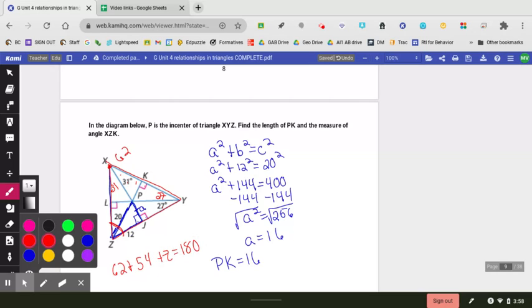Triangles add up to be 180, so it's 62 plus 54 is 116, plus Z equals 180. I subtract 116 from both sides, and I get 64 for Z. Now Z is two of the angles I want, so I'm going to divide 64 by 2, and I get 32. So the answer to XZK is 32.